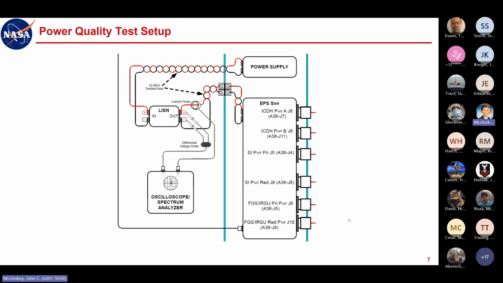So the general power quality test setup is applied to this test campaign. This is the power supply in the EGSE rack in the spacecraft simulator, and then we ran it through a LISN.